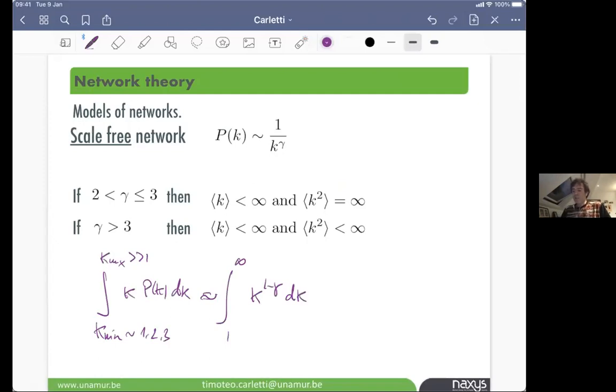And then according to the value of gamma, so I said gamma is positive, but it's not enough. If gamma is between 2 and 3, then the first moment is finite, but the second one is infinite. So this means that if you realize this network synthetically with a computer, then the realizations will vary very much because the variance is not finite. While if gamma is large enough, then again, the average degree is finite, but also the variance is finite. So in this case, the network is more robust. You will always obtain more or less the same network as you change your replica.